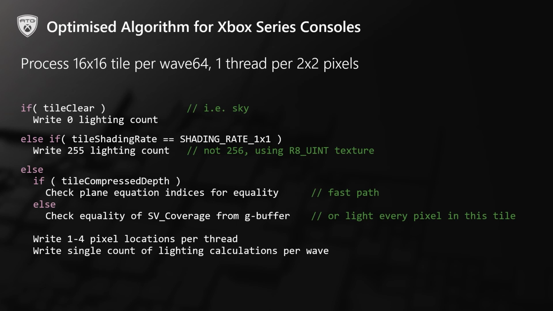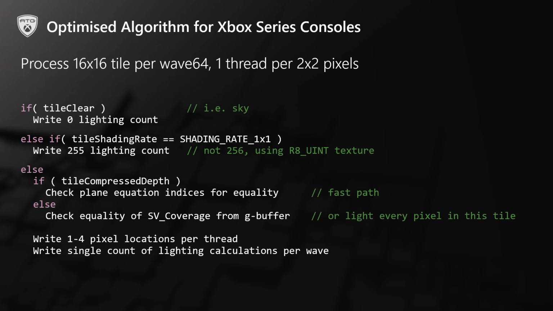If the tile, we're reading the shading rate now, so if the tile was run at 1 by 1 rate, then we're going to have to go and light every pixel. As you saw, I was using an R8 texture, so I can't write 256, my maximum value is 255, and we'll see why that's not a problem in a moment. So again, this is an early out for that tile, we're just going to light every pixel.